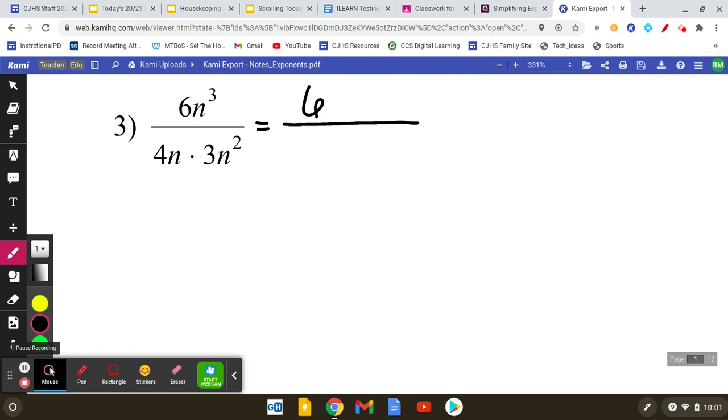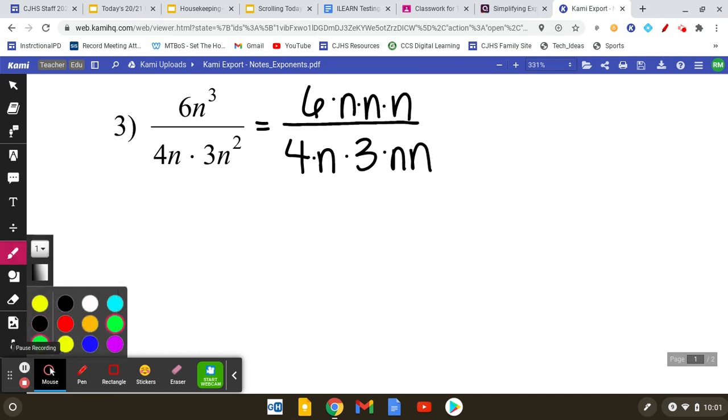Okay, how many n's do I have on top? 3. And then I have a 4 with 1 n, and then I have a 3 with how many n's? 2. Okay, so let's start canceling. I have 1 on top, 1 on bottom that I can cancel. 1 on top, 1 on bottom, 1 on top, 1 on bottom.